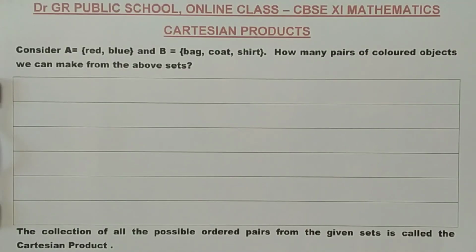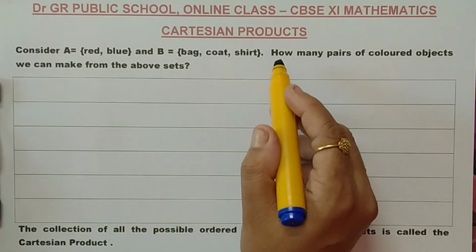In the last class you studied what an ordered pair is and its properties. Now we are going to discuss a new term, Cartesian products.